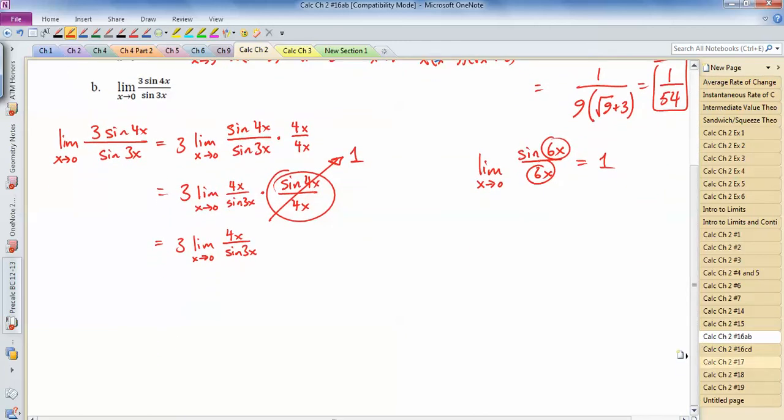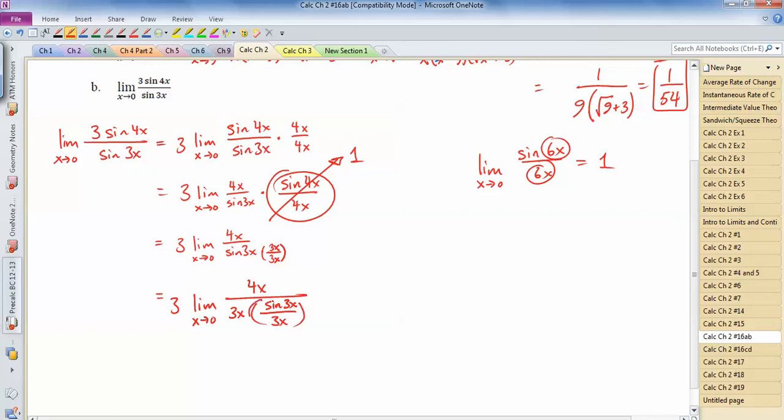Okay, so let's try something else. What can I do here? Let's do this. If I multiplied the denominator by 3x over 3x, just the bottom, right? Then I can write this way. 3 limit x goes to 0, 4x on top over 3x times sine 3x over 3x.